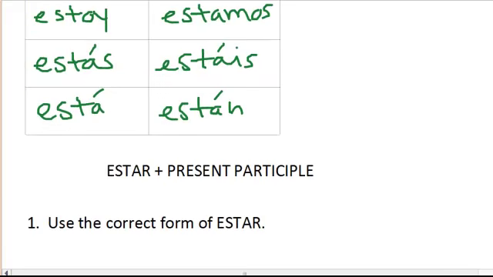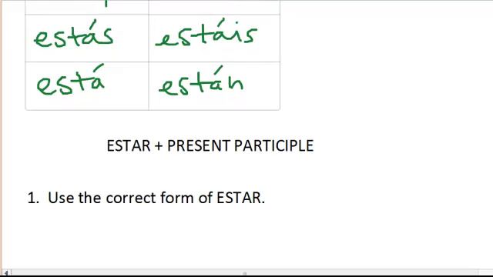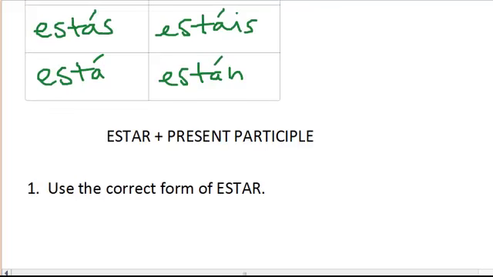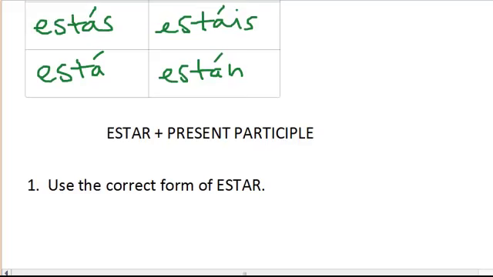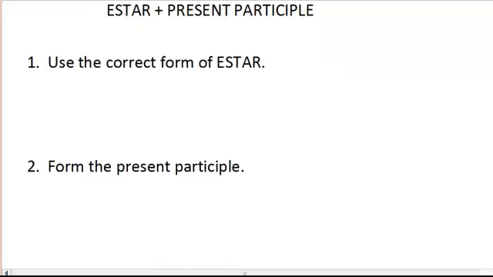Okay, now the formula for forming the present progressive is estar plus the present participle. So the first thing that we always have to determine is which form of the verb estar we are going to use, and that really depends on the subject of our sentence. So how do we form the present participle?